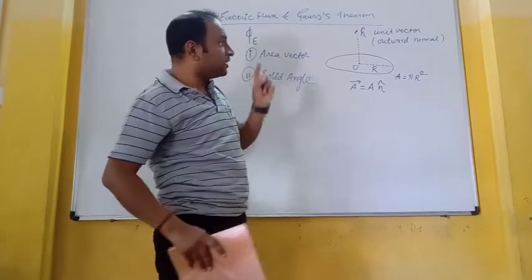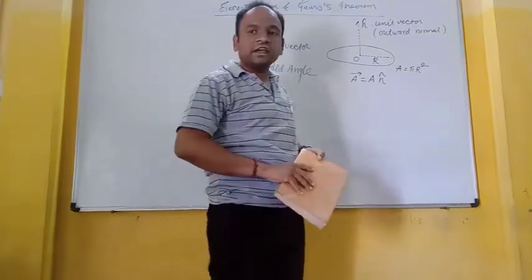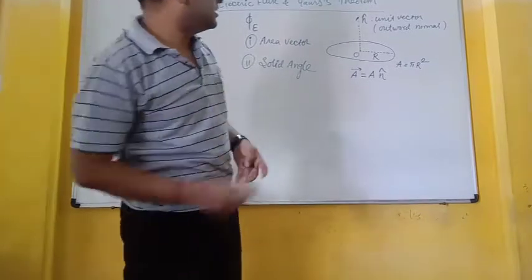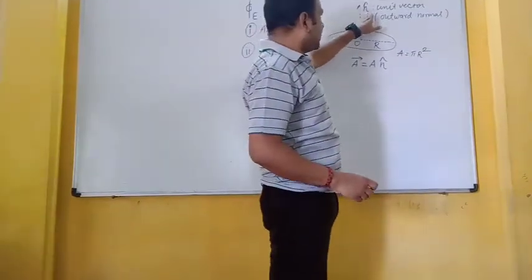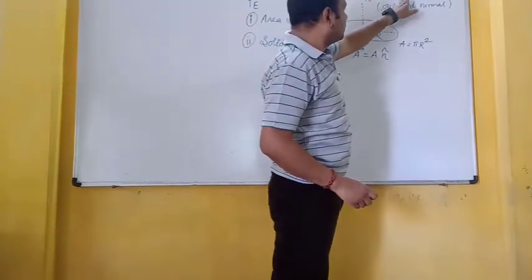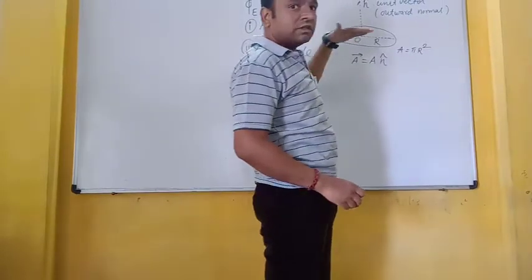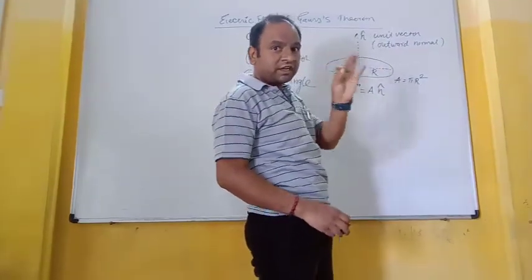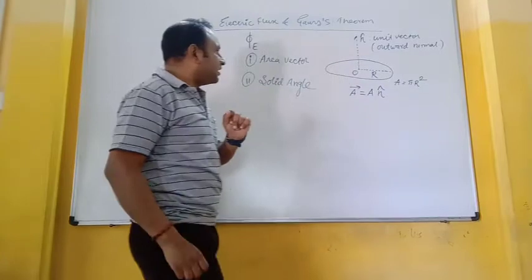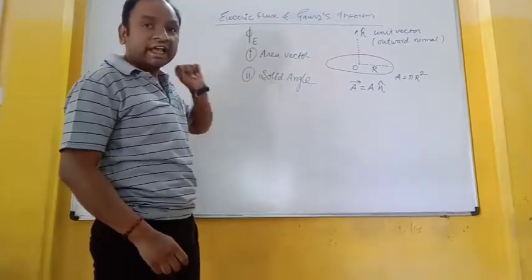So what to keep in mind while defining the area vector is that the direction of the area vector is always drawn outward normal to the surface. That should be uniquely defined. Next comes the solid angle.